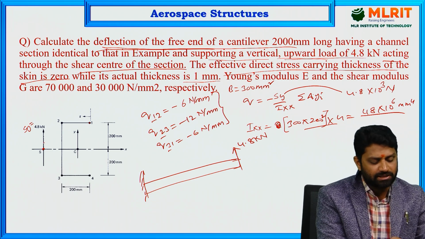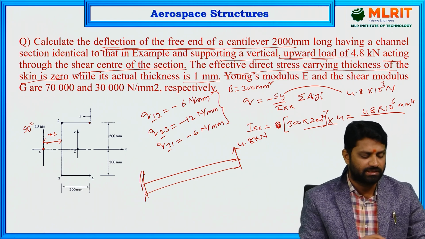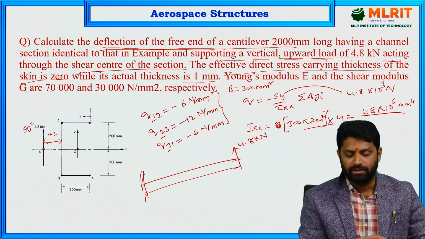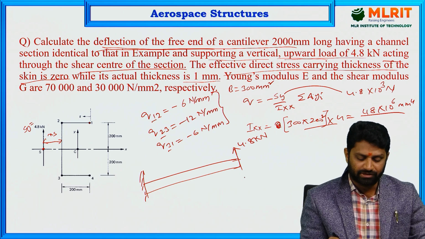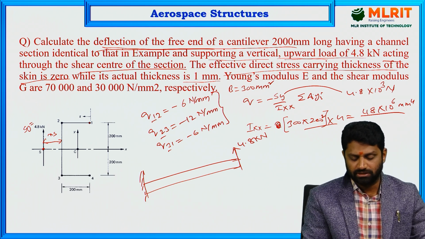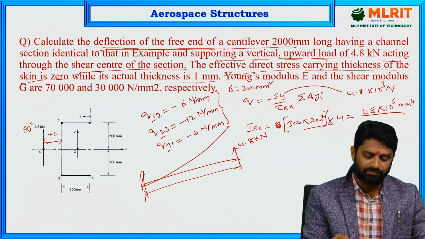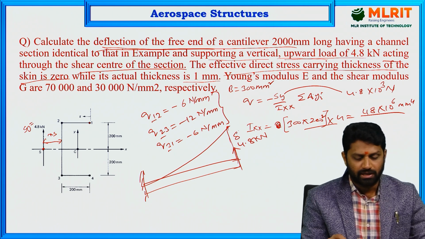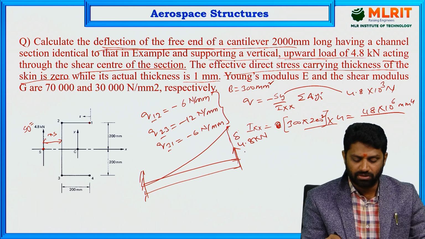So let us assume the distance from here to here is XS, that is the distance of the shear center from the web. Now the question is asking to calculate the deflection. You might have seen that since the load is applied here, the deflection curve goes like this, and this is the deflection we are asked to calculate. Since only the vertical load SY is given, you need to calculate the deflection at this free end.